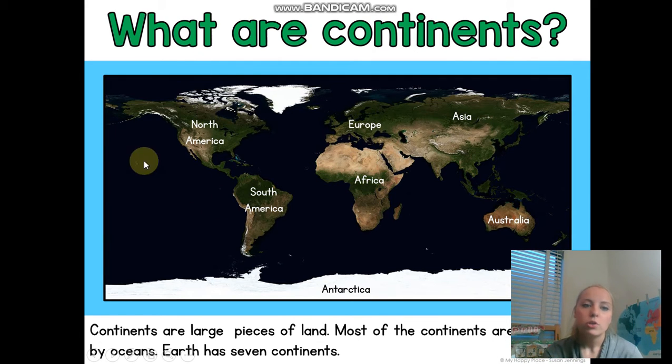There are also oceans surrounding all of the continents, which we'll learn about on Monday. It says continents are large pieces of land. Most of the continents are separated by oceans. Earth has 7 continents.